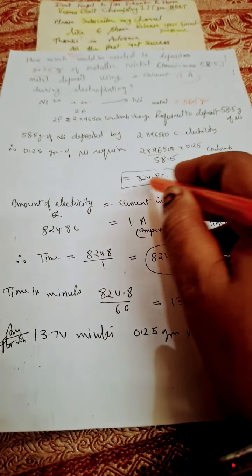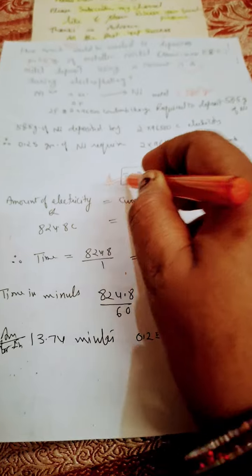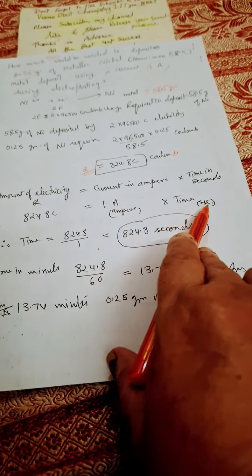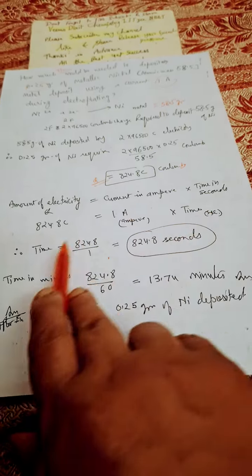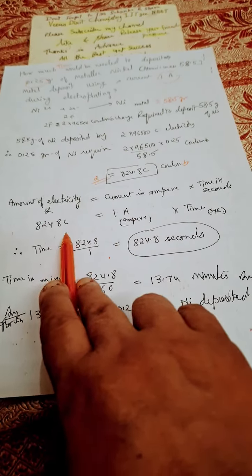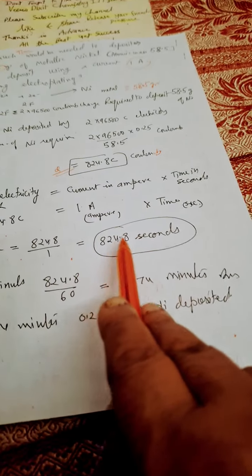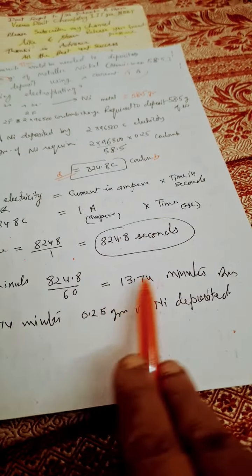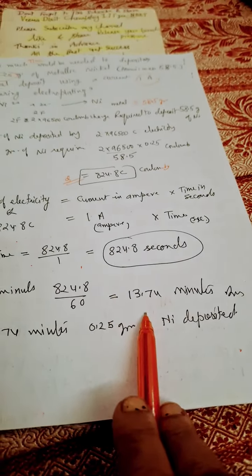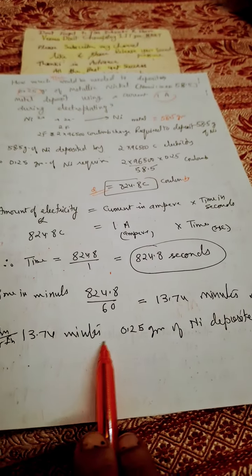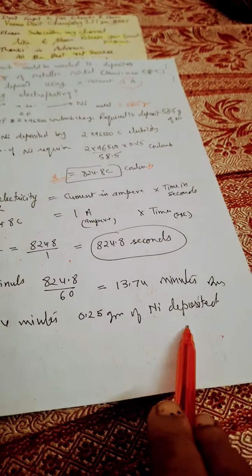Now amount of electricity passed is equal to current in ampere multiplied by time in second. So we have seen that in this question, charge Q is equal to 824.8. We will put the value of 1 ampere current, and time in second we have to find out. So time is equal to coulomb divided by ampere given. So it is coming to be 824.8 seconds. So convert it into minutes. So it is coming to be 13.74 minutes. So this much time is required to deposit 0.25 gram of nickel.